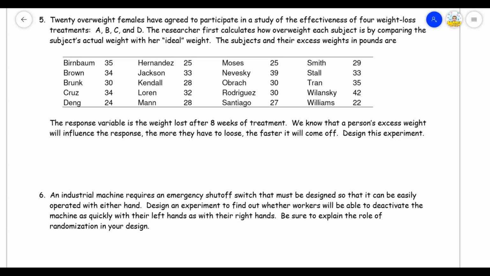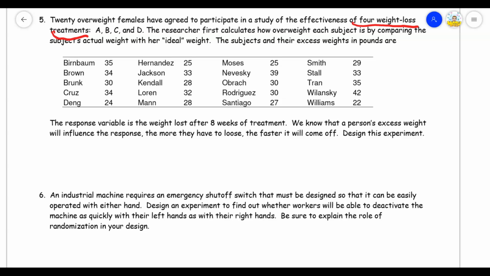Okay, so for this one, I might need more space than what I have here, but I want to at least try to set up the blocks so you can see how this is going to hash out. We have 20 overweight females, and they've agreed to participate in a study of the effectiveness of 4 weight loss treatments. So there we go. We know we have 4 treatments, A, B, C, and D. The researcher first calculates how overweight each subject is by comparing the subject's actual weight with their ideal weight. The subjects and their excess weights in pounds are the following.